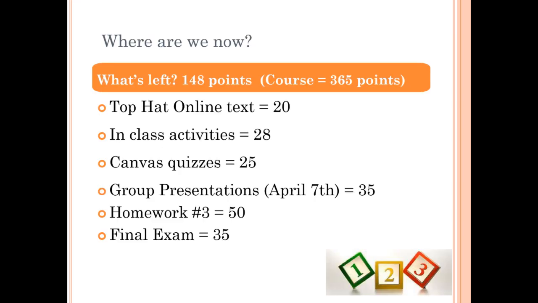Well, right now we have about 148 points left in the course. We have the interactive text online. Everyone needs to make sure that they go through the book and answer those questions. As stated before, it's 5 points for every chapter. Chapter 6 is the first chapter.